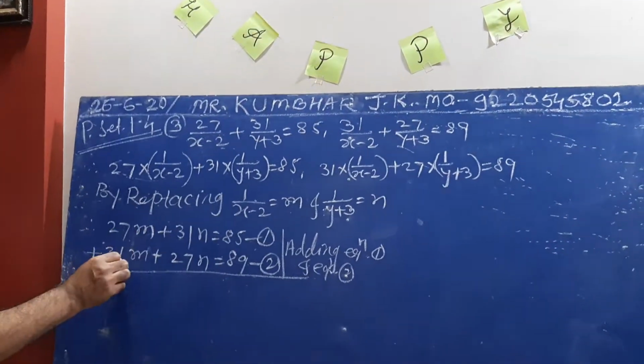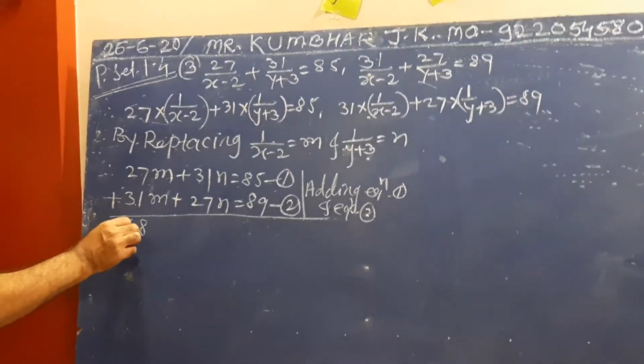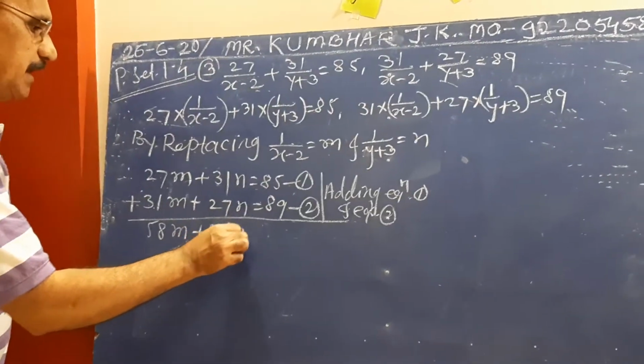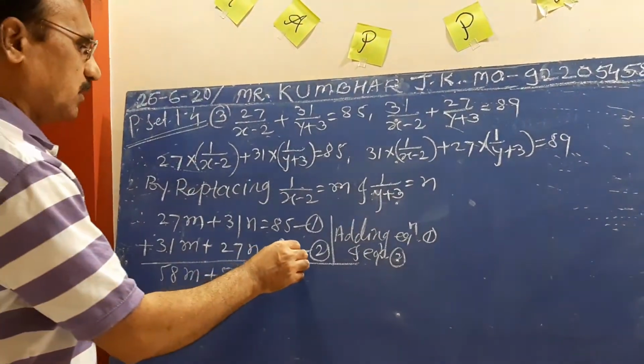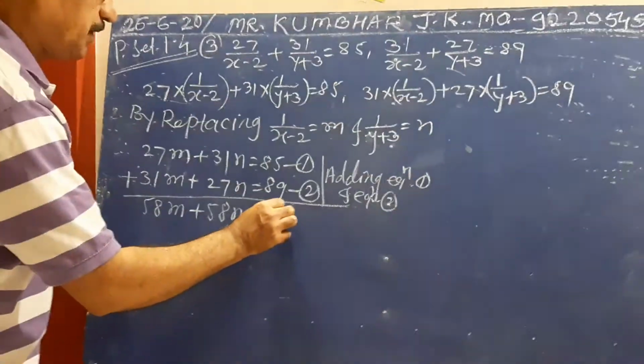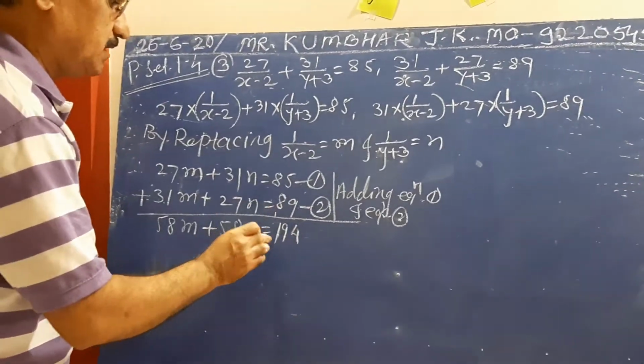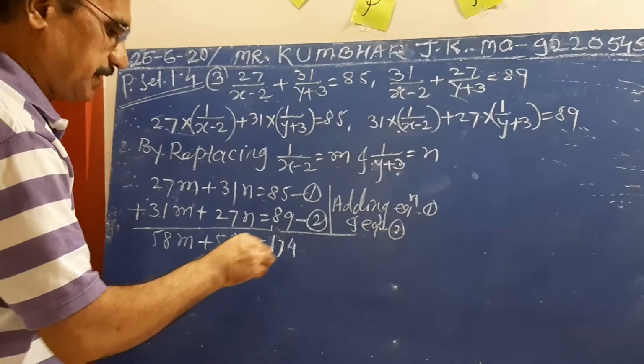27 plus 31: 7 plus 1, 8, 2 plus 3, 5, so 58m plus 58n is equal to 85 plus 89: 9 plus 5, 14, carry 1, 174.